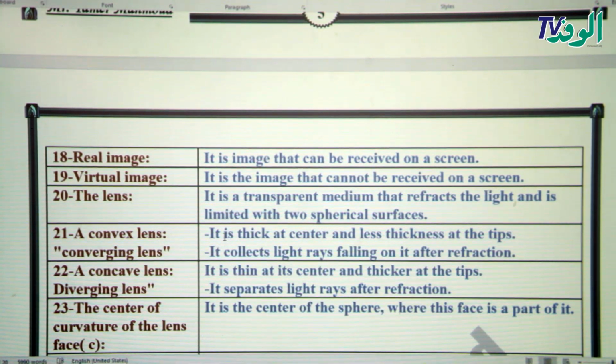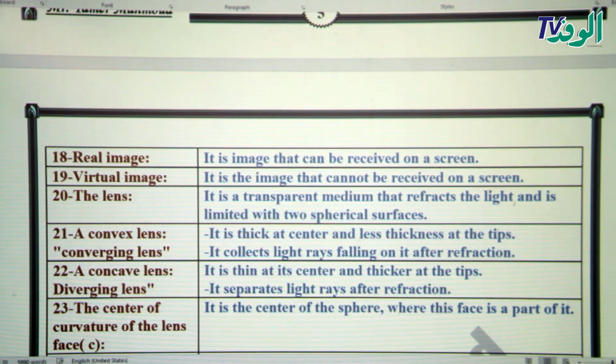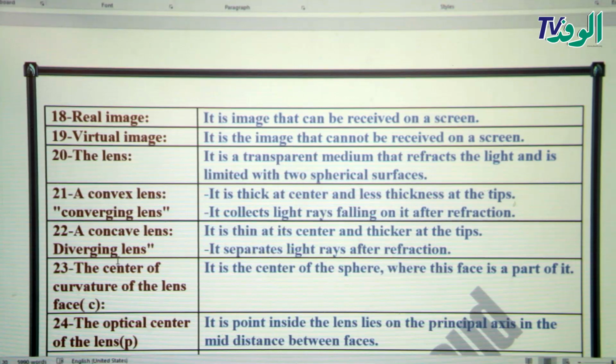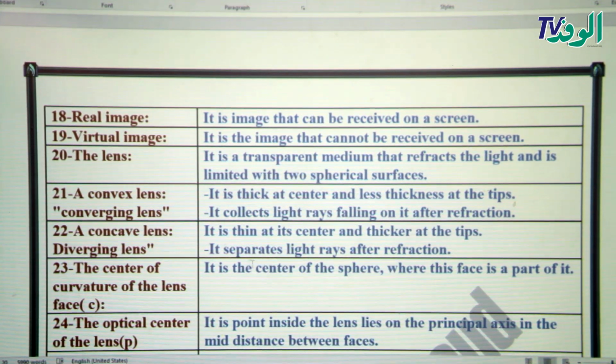It is thick at the center and less thick at its tips. It is thick at the center and thinner at its edges, and it collects the light rays falling on it. While the concave lens, which is the diverging lens, is thin at its center and thicker at its tips, and it separates the light rays falling on it after refraction.